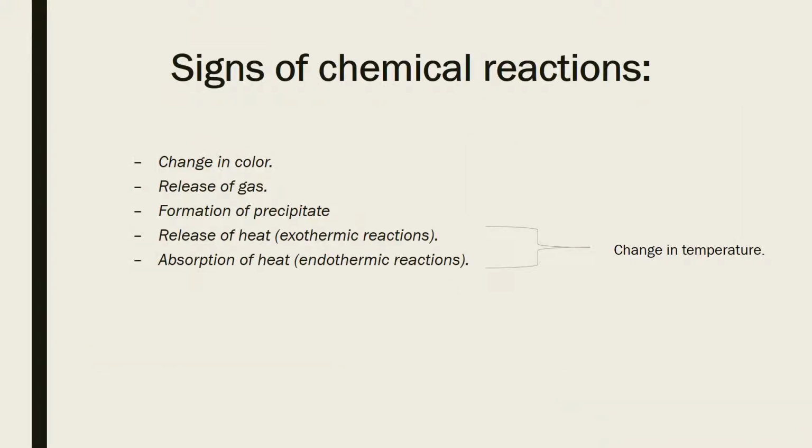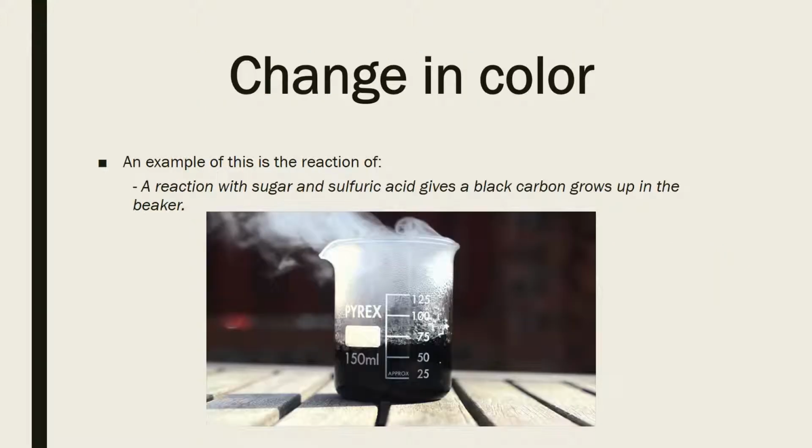So we first looked at signs of chemical reactions, and we said that there are 4 signs of chemical reactions. So change in color, shape or size, a release of gas, the formation of precipitate, and the change in temperature. This could be either exothermic, so that's the release of heat, or endothermic, which is the absorption of heat. So let's look at them one by one.